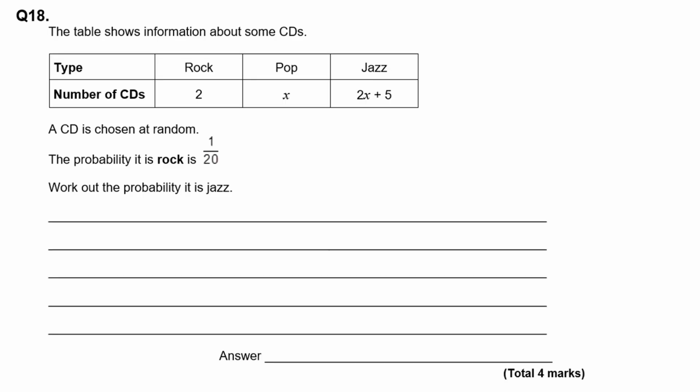The table shows information about some CDs, and here are the types of the CDs. So we've got rock, pop, and jazz. A CD is chosen at random. The probability that it is going to be rock is 1 out of 20. So if I write 1 out of 20, I know that rock has to be 2 out of something because I've got 2 of them. So that means if I times this by 2, then I will be able to find out what the total number is. So that's going to be 40. So this means there are 40 CDs in this scenario.